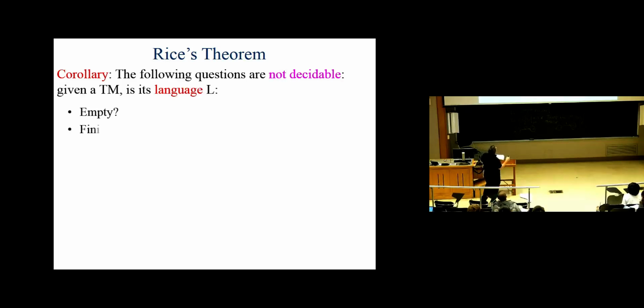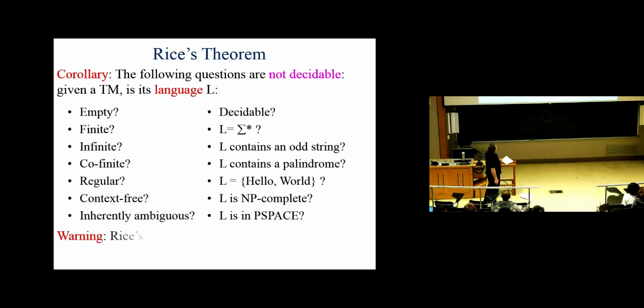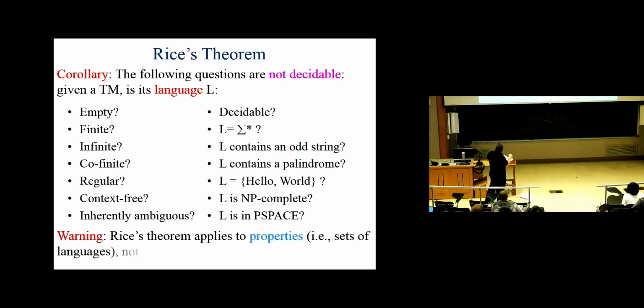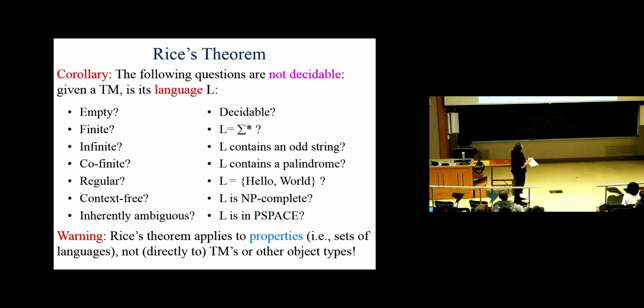So, here's one of the many corollaries of Rice's theorem. The following properties of languages are not decidable. Whether a language is empty, whether it's finite, whether it's infinite, whether it's regular, or we already saw that, whether it's context-free, whether it's ambiguous or inherently ambiguous, whether it's decidable, whether it's equal to sigma star, whether a language contains only odd strings or even strings, whether it's made up of only palindromes or not.